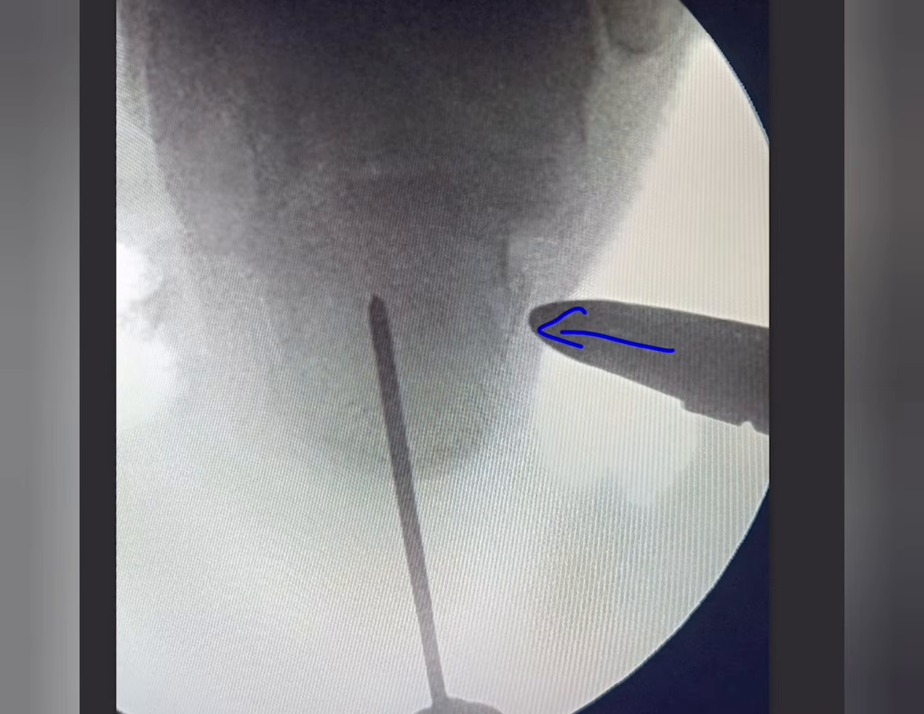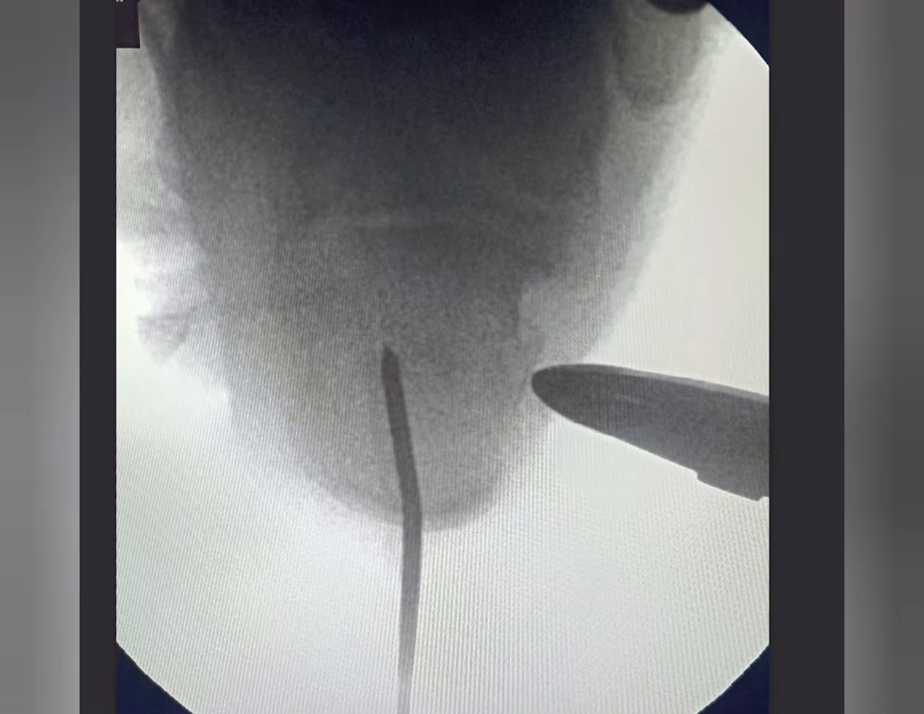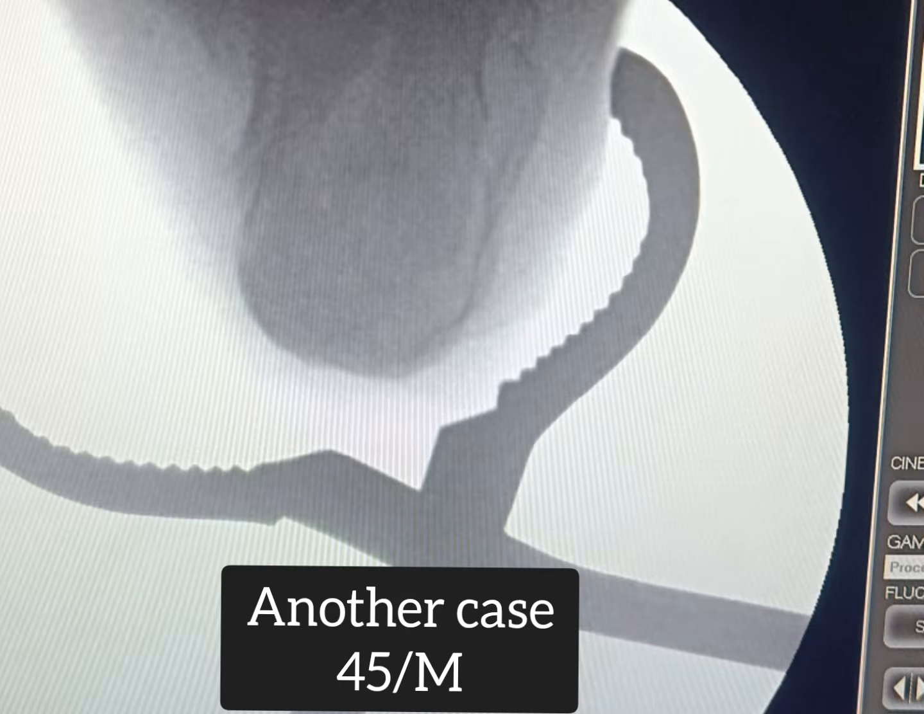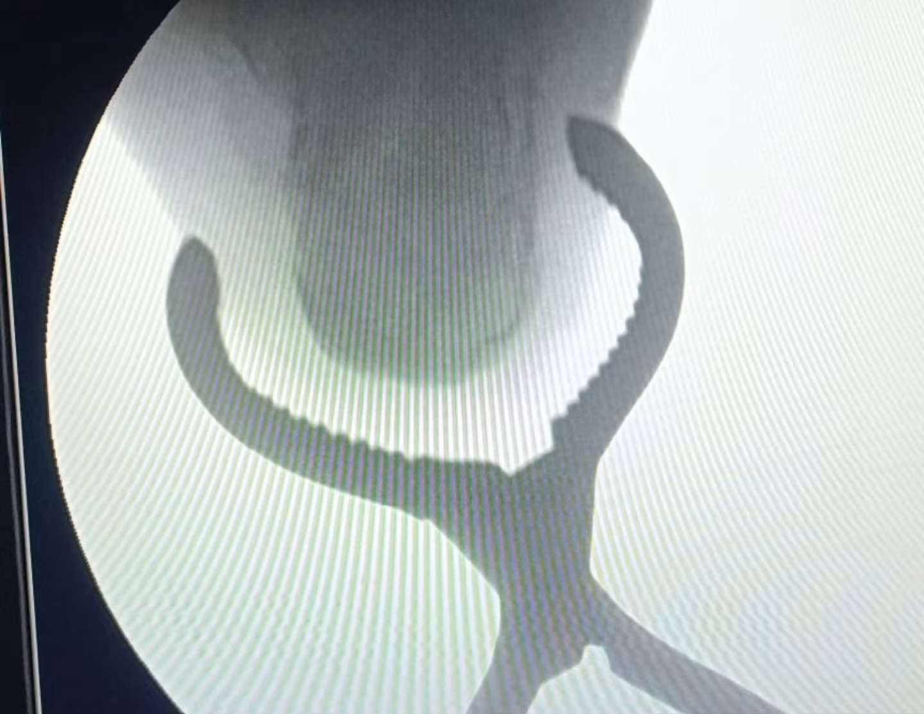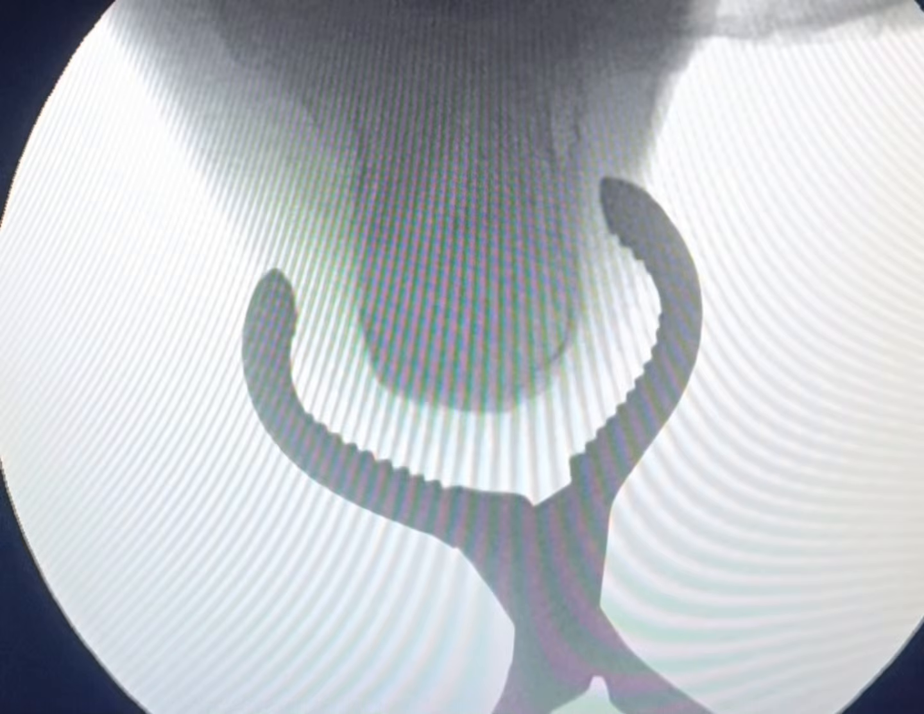Okay, at the same time you can manually also with your fist try to reduce the heel widening. Okay, so this is where we are at. Here's another case in which we are correcting the heel widening using the clamps. As you can see in further CMs, satisfactory correction of the heel widening is achieved. You can also use some blunt end of some instrument.